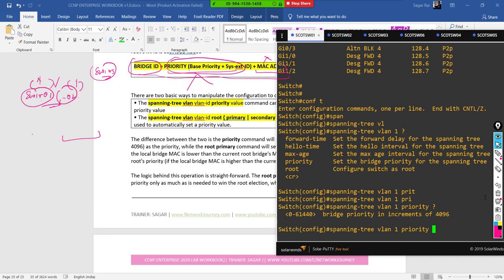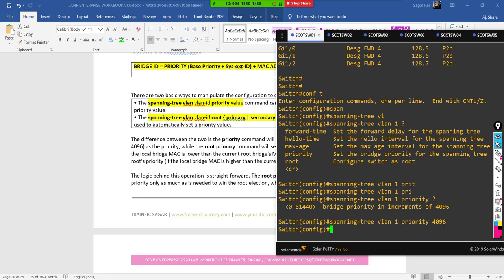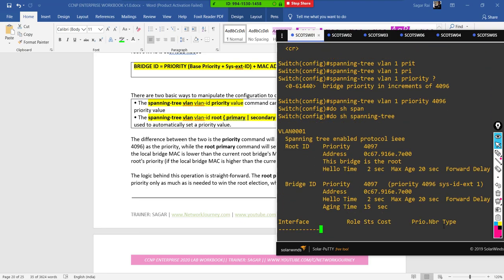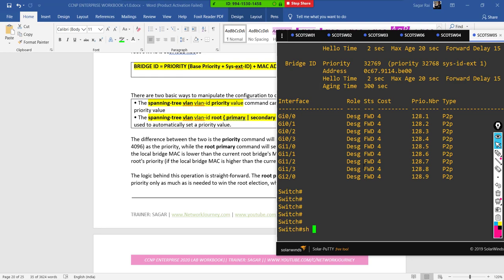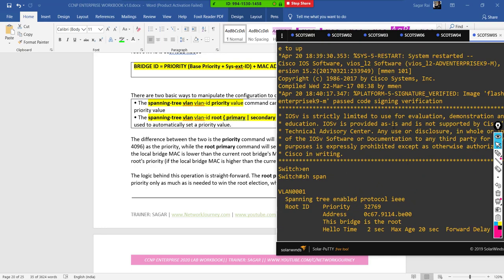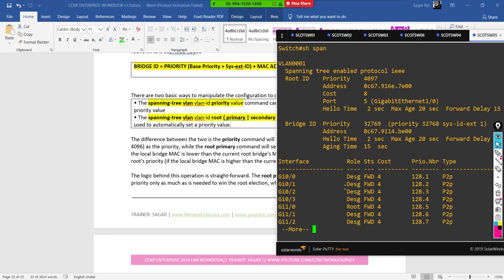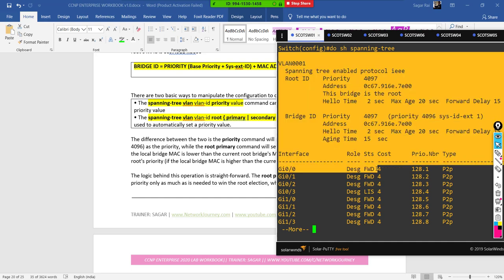By default, it is 32768. If I just lower anything below 32768, this switch will become the root bridge. So let's take 4096, which is a lower value. Okay, and now if I see the show spanning tree protocol, it has taken the root bridge election. Now switch 5 is no longer a spanning tree root bridge. Earlier it was a root, but now it's not. The reason is I have decreased the priority of this device. So this was one way I could change this.